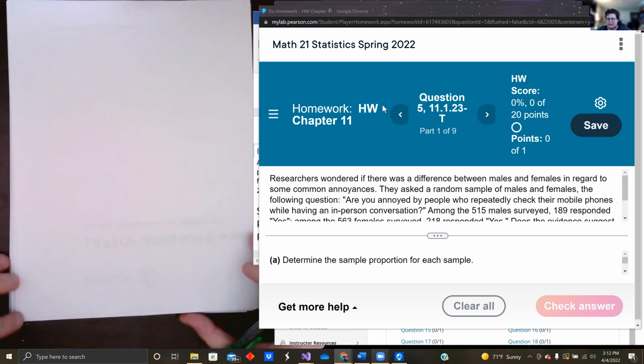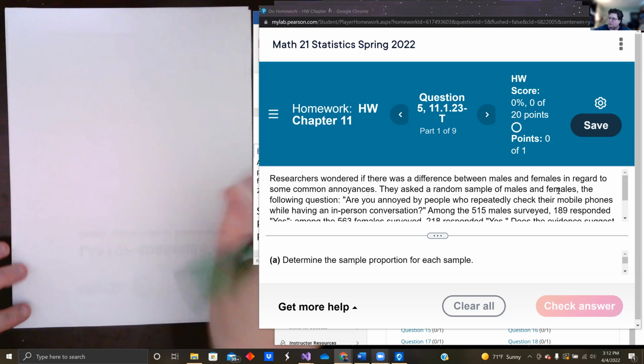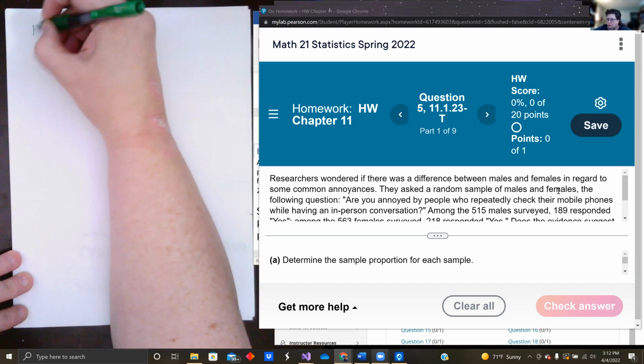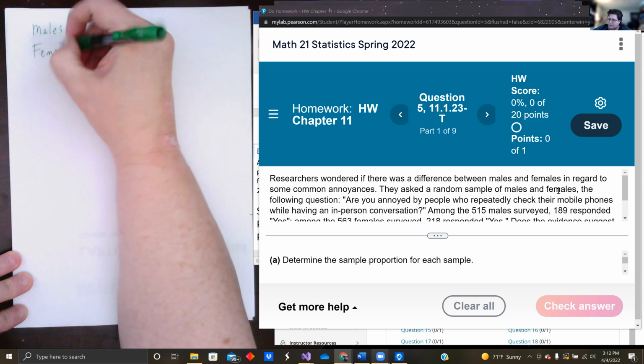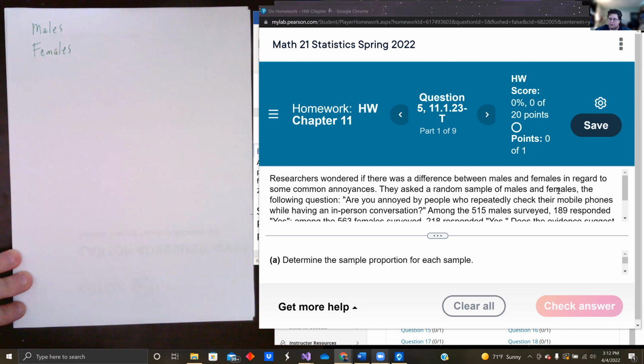So they asked, it looks like they asked males and females. So I'm just going to write that down here. I don't know what I'm going to call group 1 and group 2 yet, but they asked males and females. So I'm going to record the number of results they've got.